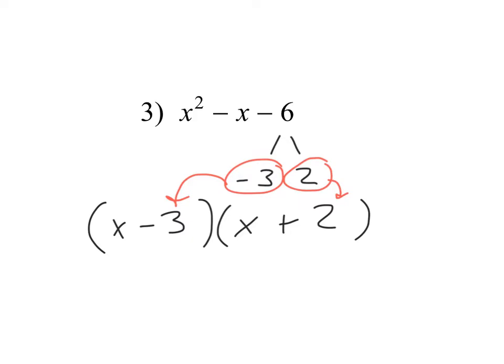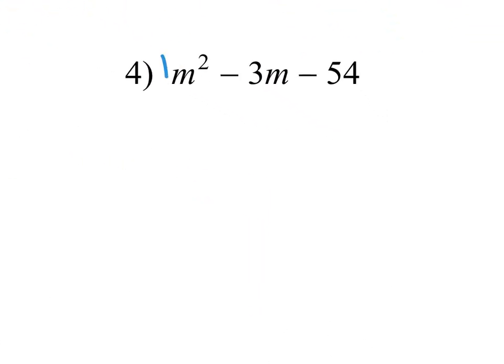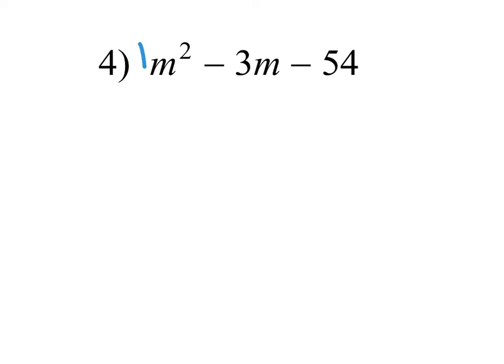So let's look at number 4. So what do we do first? That add up to what? Negative 3. So we need factors of negative 54 that add up to negative 3. So what are our factors going to be? Negative 9 and 6. Perfect. So what do we do with that?